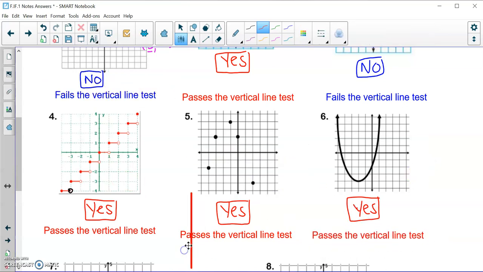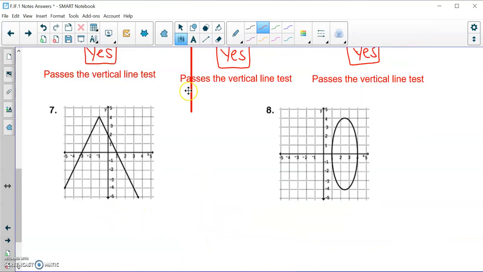All right, moving on to number 7 and 8. With number 7, this is passing the vertical line test. So yes.